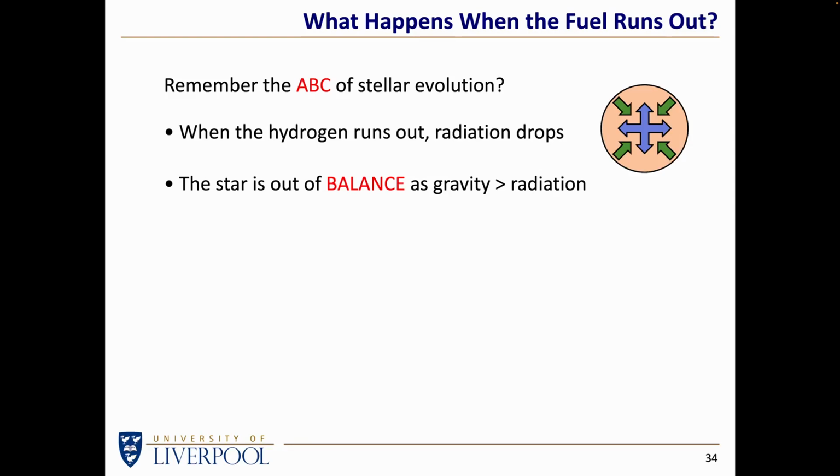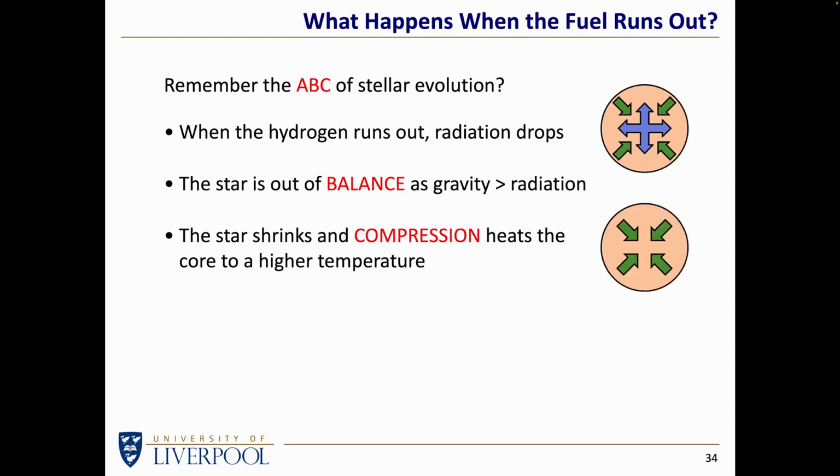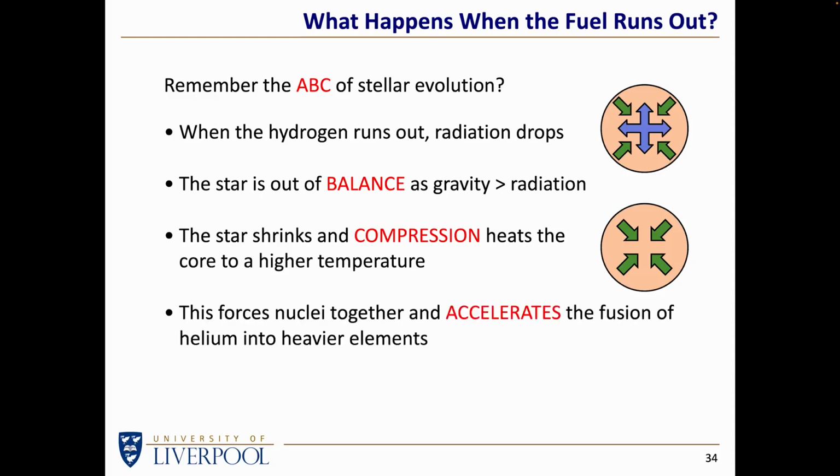So if gravity wins over radiation, what's going to happen? The star is going to shrink. And if the star shrinks, compression produces heat. So the core is going to get hotter, which means it's now going to become not simply hot enough to fuse hydrogen. If the temperature goes up enough, it's going to be capable of fusing heavier elements, for instance, fusing helium into heavier elements like carbon. So out of balance means compression, compression means a higher temperature, and a higher temperature means we're going to accelerate the fusion process and we're going to start fusing heavier elements.